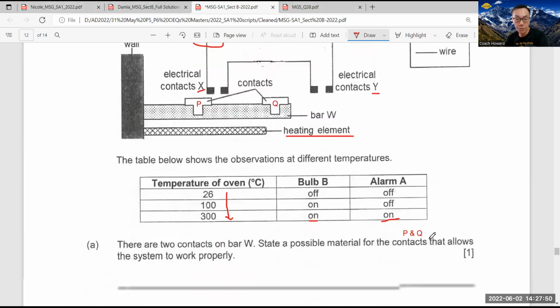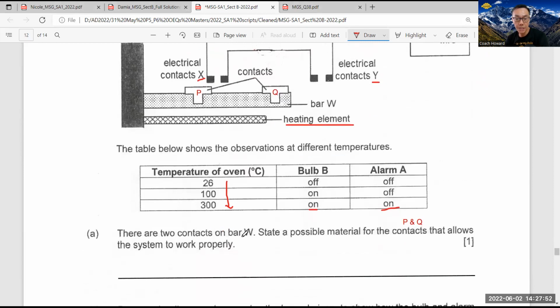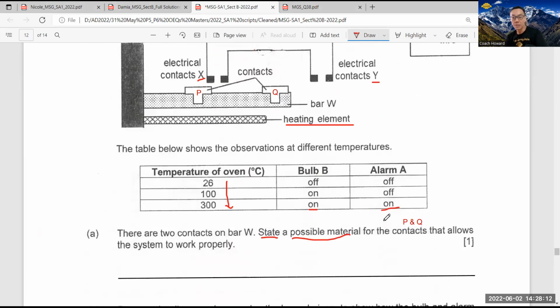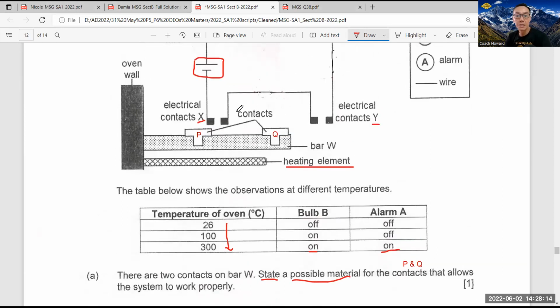So let's see question 1. It says that there are two contacts on bar W, which I name P and Q. State. Okay, state means you just put in the answer, no explanation required. A possible material for the contacts that allow the system to work properly. So the student got to understand that for this to work properly, the contacts P and Q, what are the possible materials?